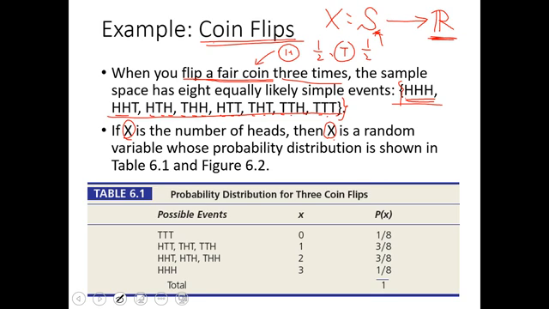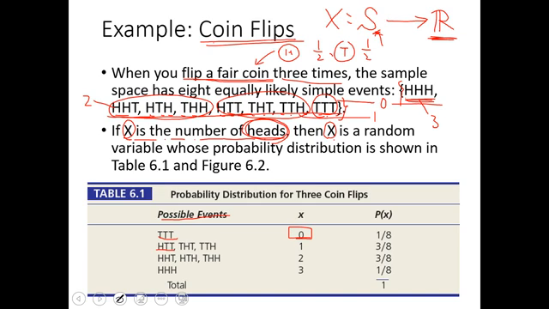Okay, so then X is the number of heads. In this case, how many heads? In this case we have 3 heads. In this case we have 2 heads. In this case we have 1 head. In this case we have no heads. So the possible event is tail, tail, tail. In this case, the random variable is 0.